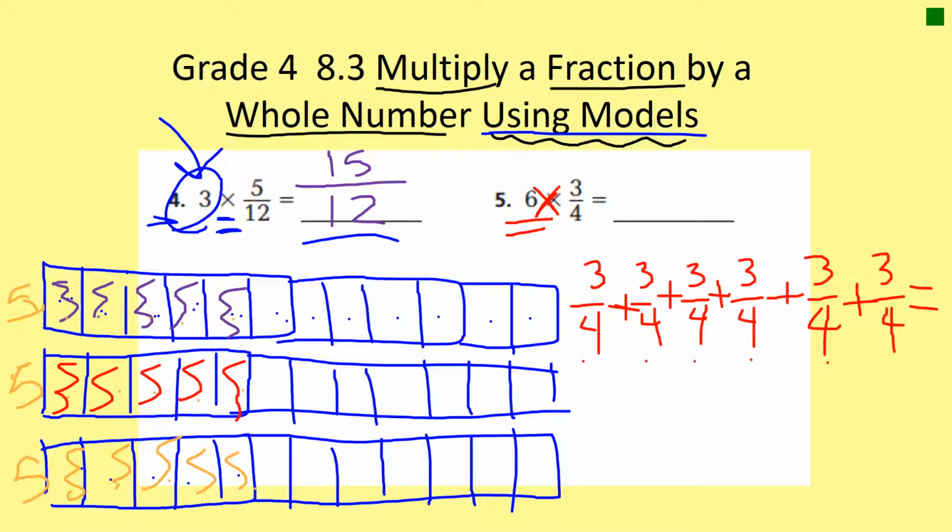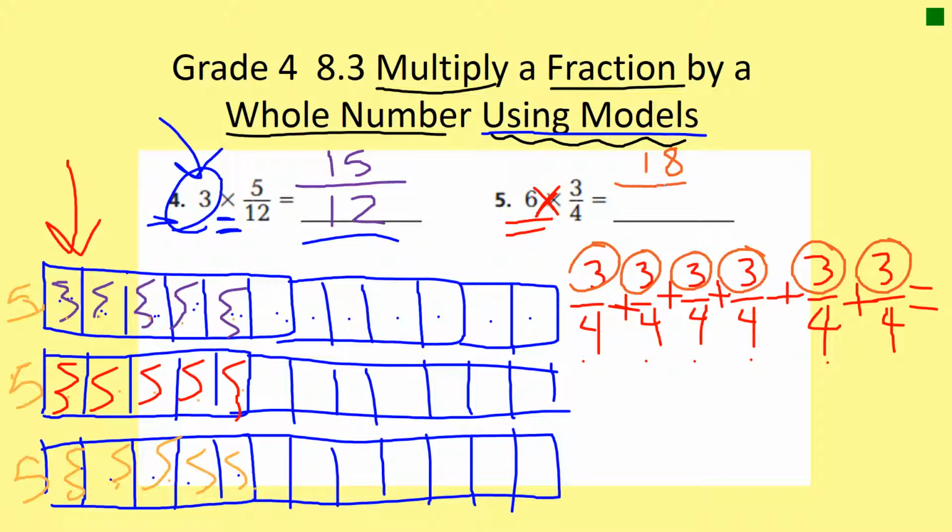What does that equal? Well, remember this model over here? Let's count how many pieces. 3, 4, 5, 6, 7, 8, 9, 10, 11, 12, 13, 14, 15, 16, 17, 18. So we have 18 pieces. Did we change the denominator? No, we didn't change. That 4 still makes a whole. 4 equal parts still makes one whole thing or one set, right? So 6 times 3/4 is 18/4.